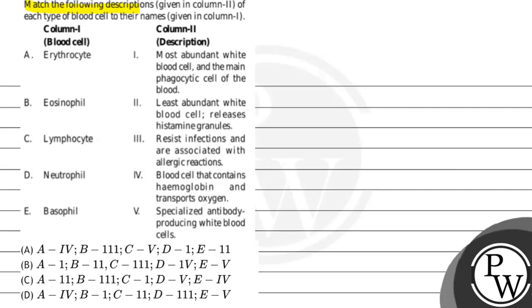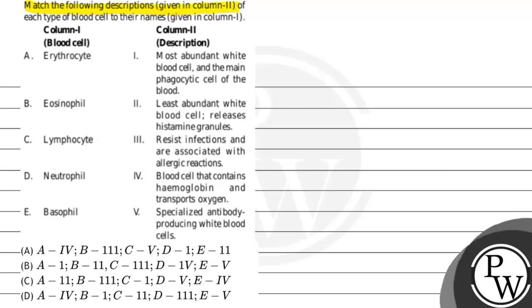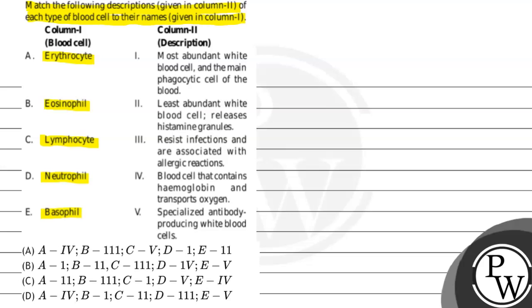Match the following descriptions given in column 2 of each type of blood cell to their names given in column 1. So column 1 is blood cells: erythrocyte, eosinophil, lymphocyte, neutrophil and basophil. And column 2 description is number 1, most abundant white blood cell and the main phagocytic cell of the blood.